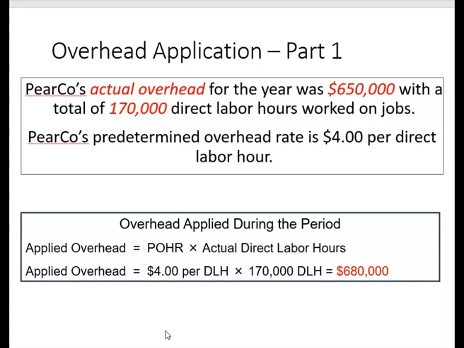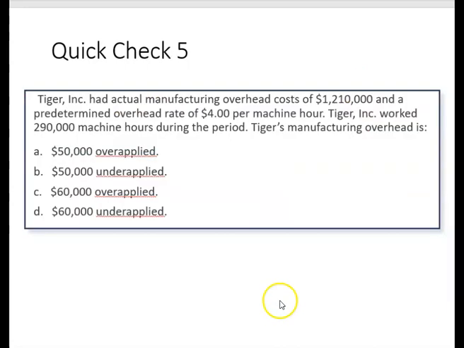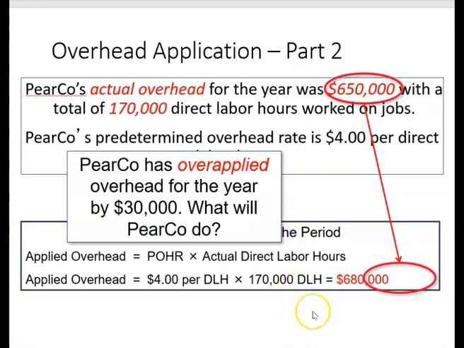When I say apply, that means that's how much I'm going to take out of manufacturing overhead and put into work in process. All right, so if actual was 650, and once I multiply that out, I get 680, then I have taken out too much. I only had 650, I took out 680, that left me with an over-applied amount. So what should we do? Well, we should close out the $30,000 and move it to cost of goods sold.